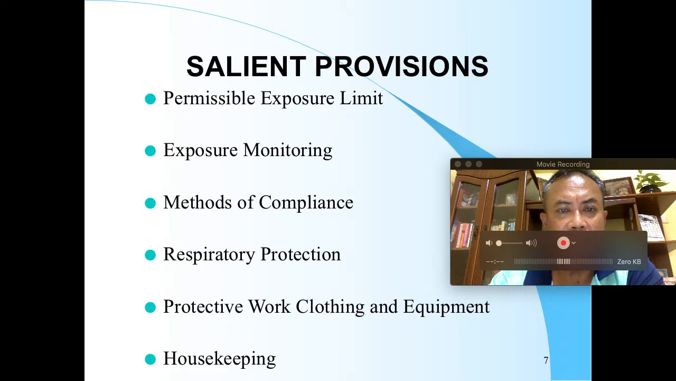And then there is exposure monitoring. So they have to monitor the exposure and methods of compliance. So what are the things that need to be complied with in this regulation? And then there is respiratory protection, of course, because it involves inhaling. Human beings inhale this hazardous lead. And there is also protective work clothing and equipment, and housekeeping.